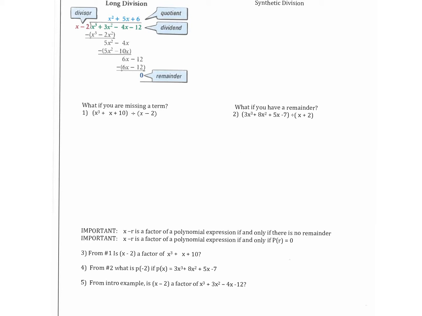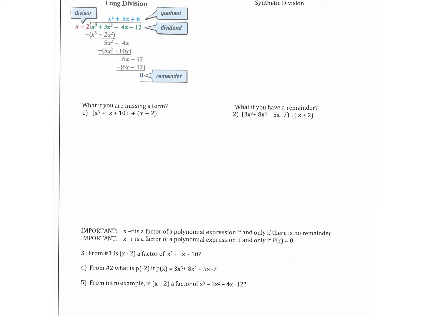Hi Math 2E. Let's look at page 10 of our packet and a method of dividing polynomials called synthetic division. So first of all, in order to use synthetic division, some things have to be present.